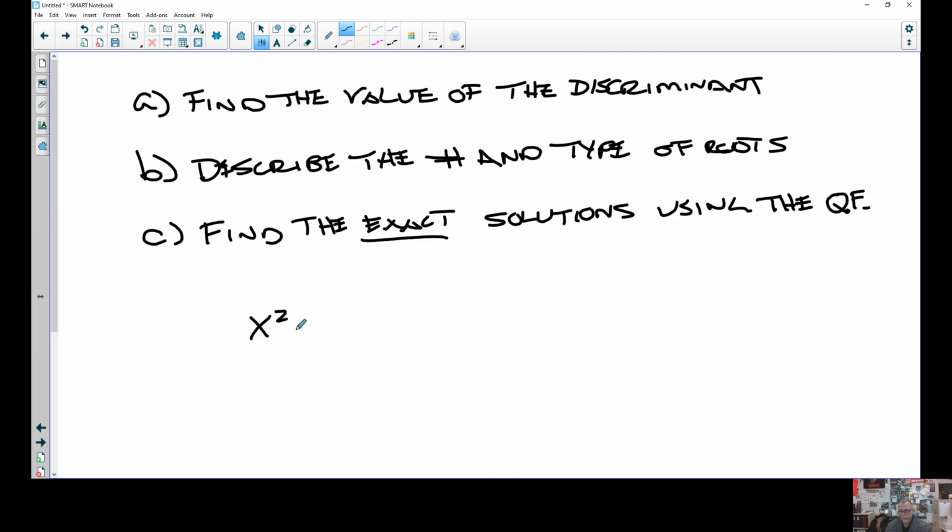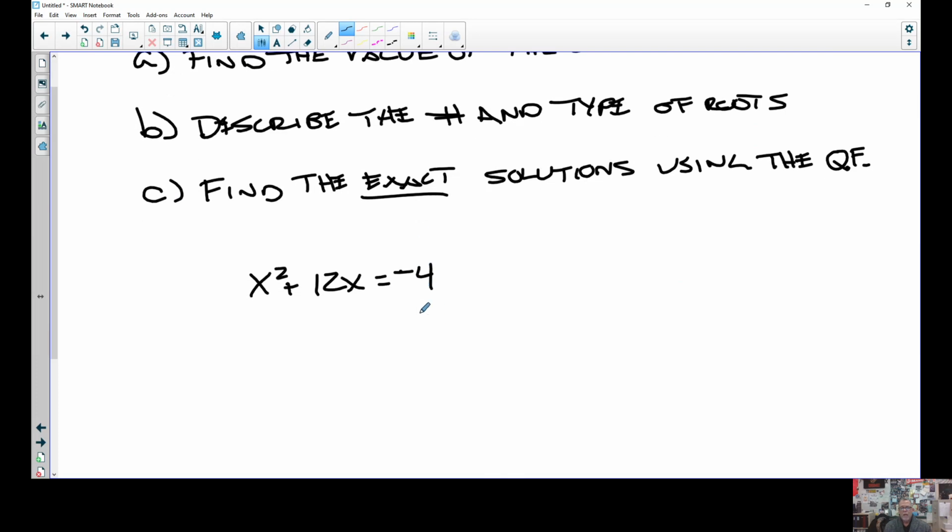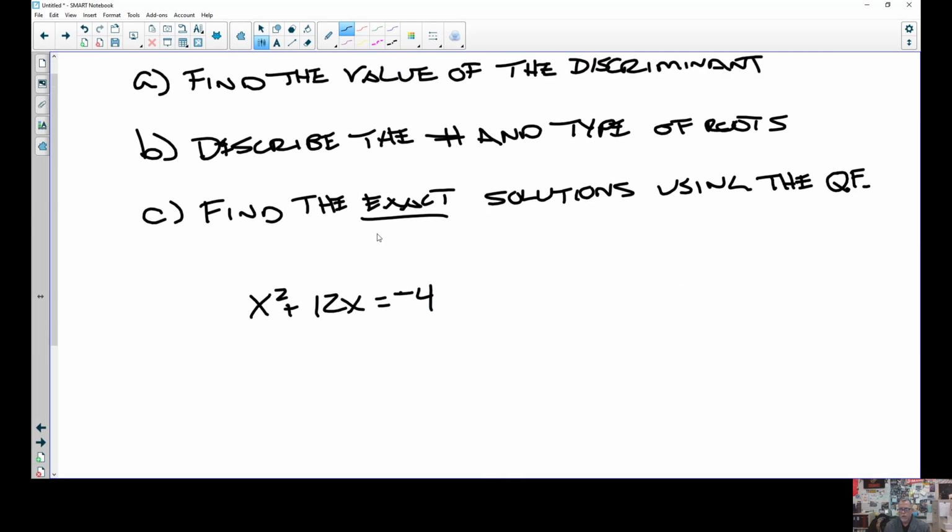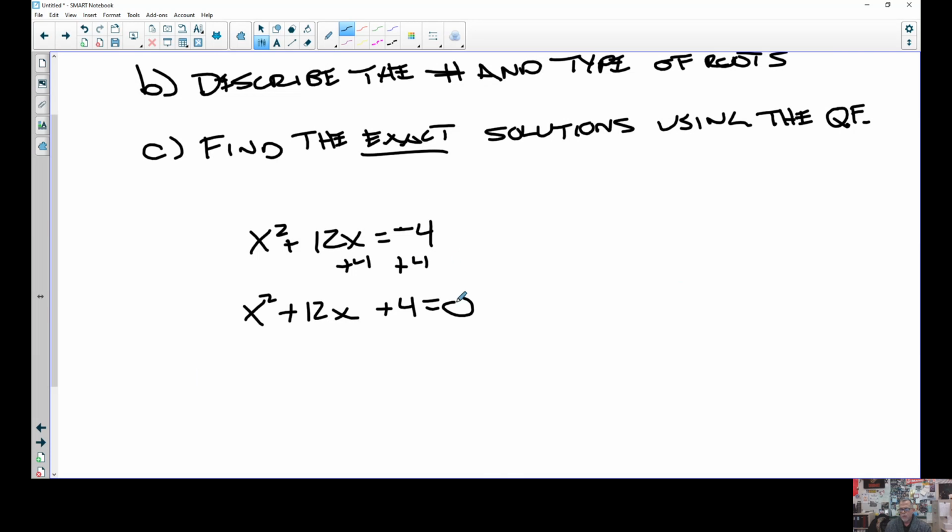If they gave you x squared plus 12x minus something equals -4. First thing we have to do, if we're going to solve A, B, and C, the first thing I would do is get this in standard form. Remember, I said everything we do depends on that in the beginning. So I'm going to add 4 to each side, and I'll get plus 4 equals 0. So now I've got a standard form quadratic set equal to 0. And I can say that A is equal to 1, B is equal to 12, C is equal to 4.